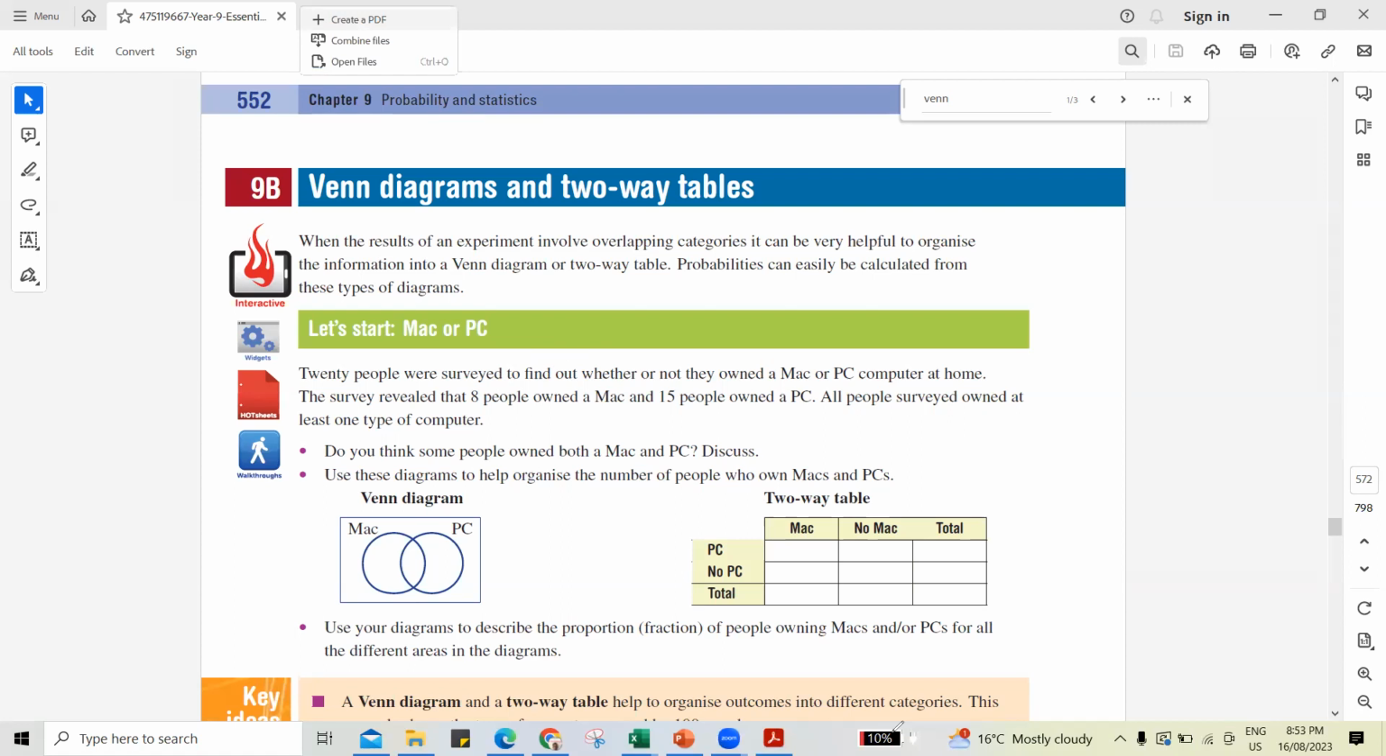They have given the results for the Mac computer and the PC. The survey revealed 8 people own the Mac, and 15 people own PC. All people surveyed own at least one computer. That means everyone has one computer. Can you put the Venn diagram?